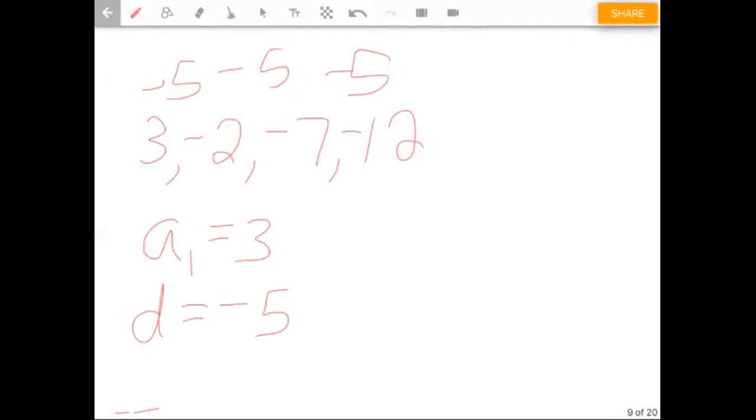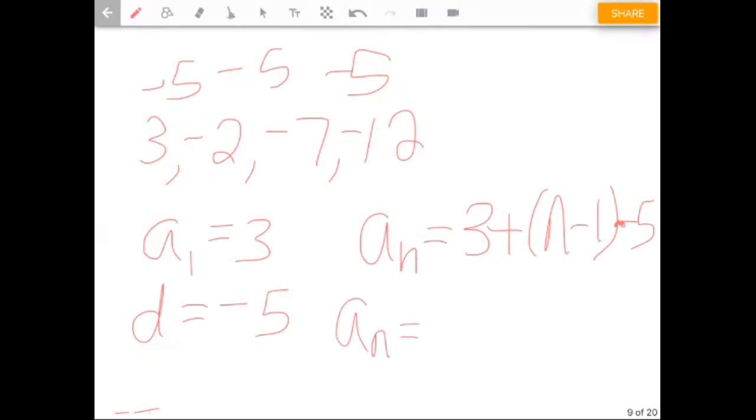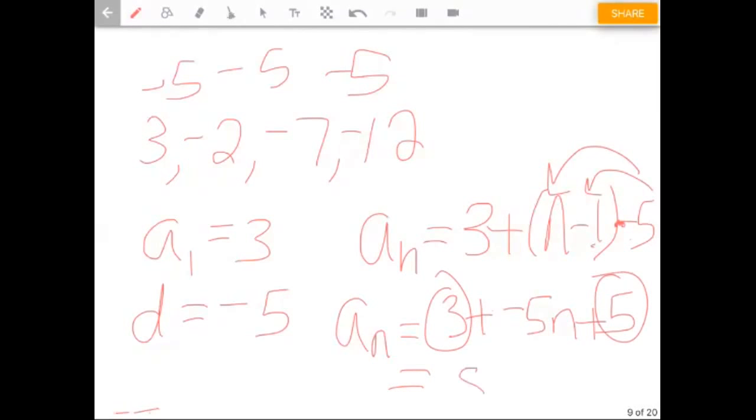So if we write our formula, a sub n equals the first term, which is 3, plus n minus 1 times the difference. Well, since we're going down by 5, we're going to put -5. And that's times, you don't want to make it, it's not -5, it's times -5. So again, if we simplified this, you'd have 3 plus, we distribute, so it'd be 3, -5n. -1 times -5 is +5. Combining like terms, we have 8 plus -5n. So that would be our formula.